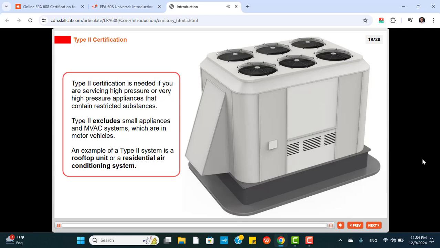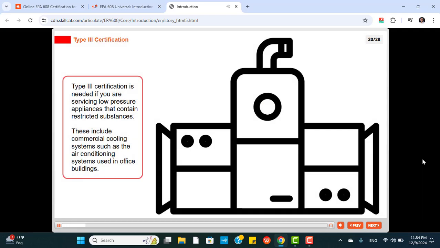Type 3 certification is needed if you are servicing low-pressure appliances that contain restricted substances. These include commercial cooling systems such as the air conditioning systems used in office buildings.